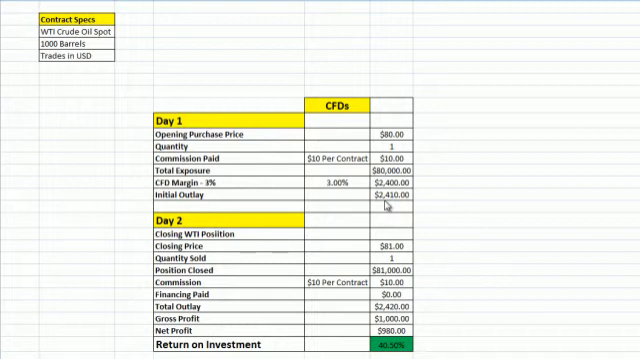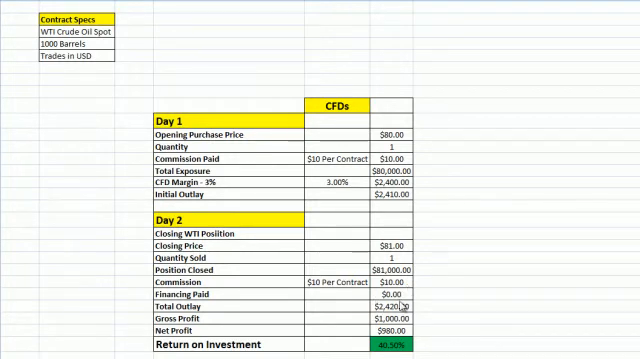Our closing price, we hold it overnight. Let's say it's gone up $1 to 81 US. Again, we're going to sell one contract, okay, because we're only holding one contract. The value of the position's gone up to 81,000 because of the extra dollar. So the extra dollar per 1,000 barrels obviously equates to $1,000. So it's gone up 1,000. Again, it's $10 flat fee to jump out.